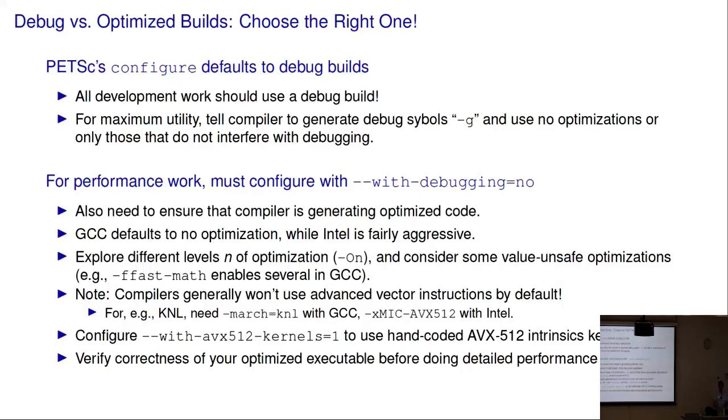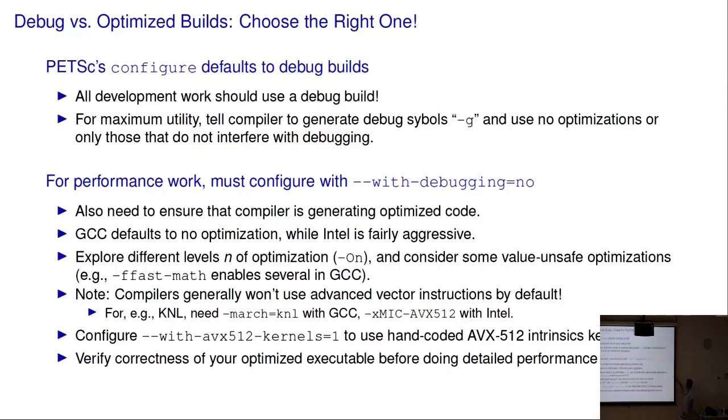But when you want to do performance work, you need to turn that off. So you've got to tell configure --with-debugging=no. And you also need to ensure that your compiler is generating optimized code. I'll note that a lot of compilers like GCC actually default to doing no optimization whatsoever, whereas, say, the Intel compiler is actually fairly aggressive. So before you do a bunch of tweaking of your code, I think you should actually just explore different levels of optimization. Most of the compilers have a -O flag that groups together a whole bunch of optimizations at different levels to make it easy to explore them.